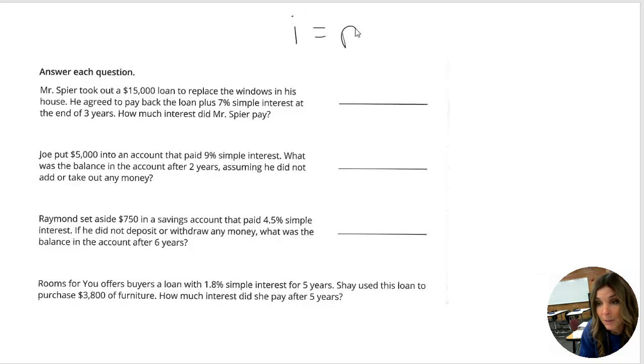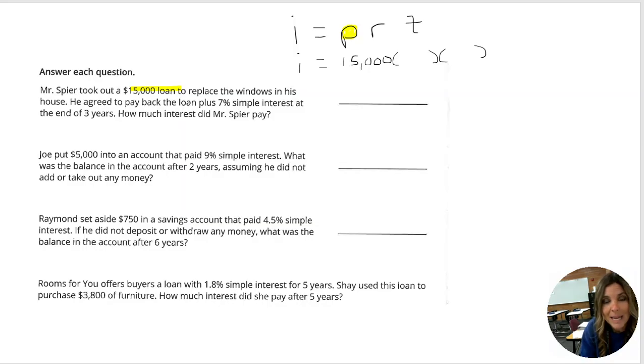So interest equals principal, which is the starting amount, times rate, times time. And we are going to go to our problem and we're going to figure out what the values of each of these variables are, and then we're going to evaluate. So Mr. Spear took out a $15,000 loan. So that is going to get our P, that's our principal amount. We're going to replace that with $15,000. Okay. And then we're going to multiply that by the R and multiply that by the T, and that will give us our I.